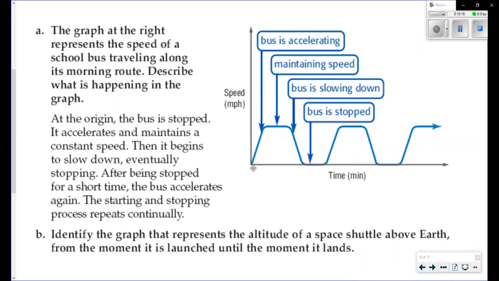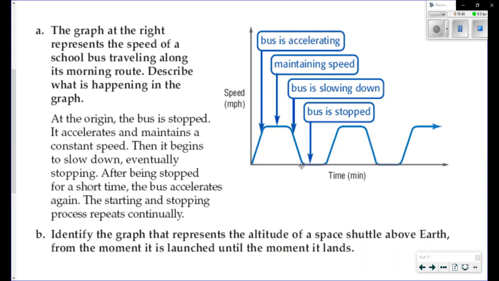So the bus is accelerating. Notice that the graph is going up, the line is going up, it's accelerating, and then when it stays at a certain level, when it's horizontal, it's maintaining speed. It's a constant speed that's going on. So then it begins to slow down. As you can see, the graph is going down, it's decelerating, and then eventually it stops over here.